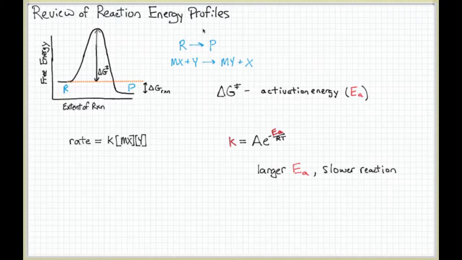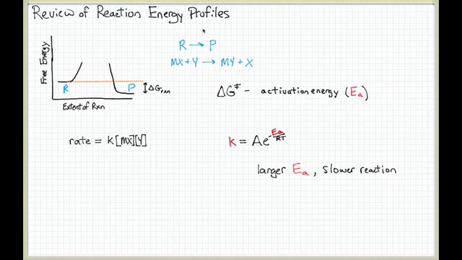So in other words, fewer reactants are going to have sufficient energy to overcome that barrier and go on to products, and that slows the reaction down. So K is related to the activation energy. As activation energy increases, K gets smaller, and this of course makes the rate of the reaction slower.